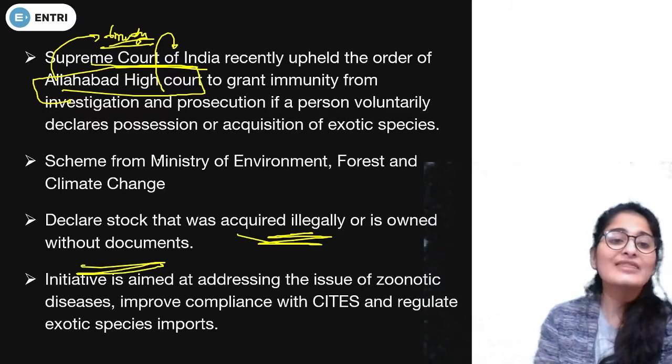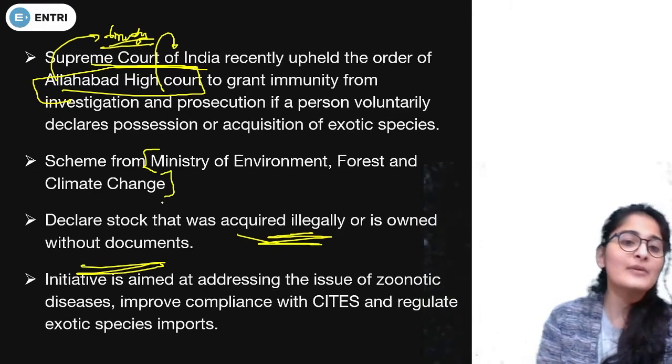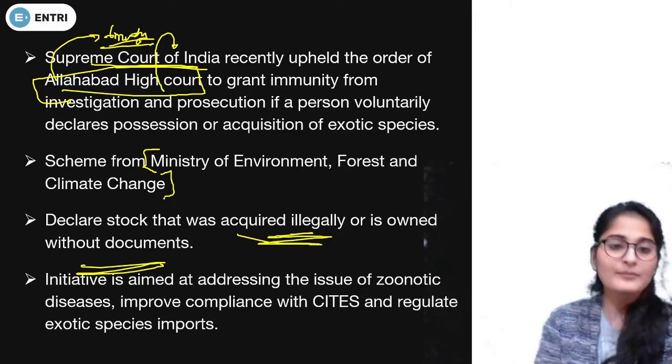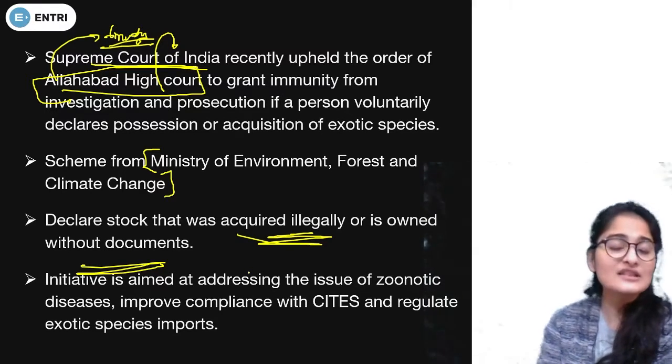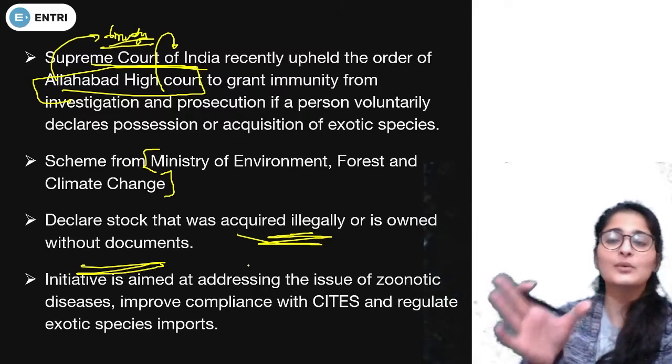This has been upheld by the Supreme Court, that they will grant the immunity, or the people will get the immunity who have acquired it illegally or owned it without any documents. And this is going to be seen by the Ministry of Environment, Forest and Climate Change.